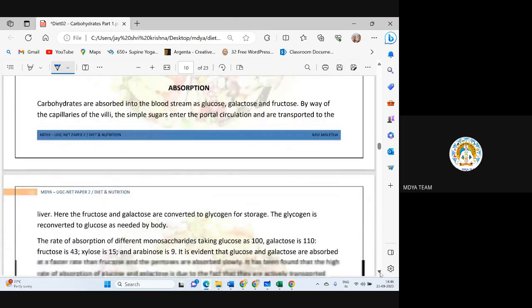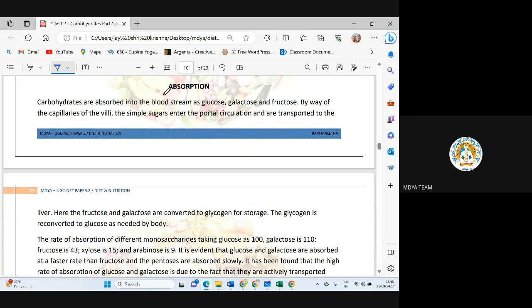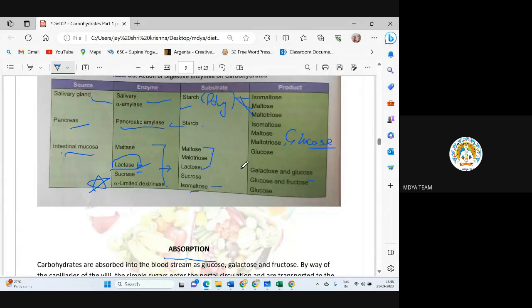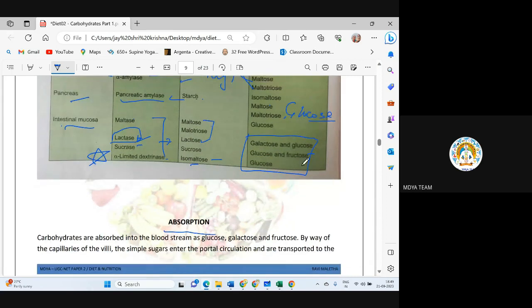Okay, next one is absorption of carbohydrate. In the small intestine, all the carbohydrates are broken down into galactose, glucose, and fructose. These are the final products of all these substrates, all the starch, all the polysaccharides. The last product will be all these substances.